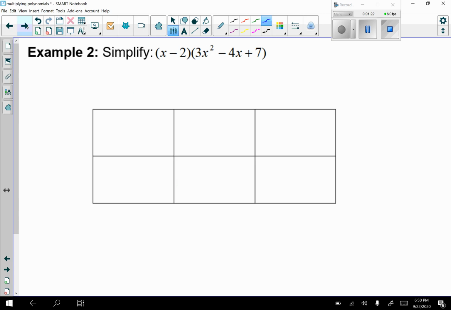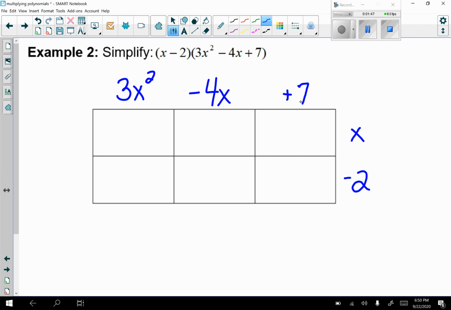Here's another one. The box is already set up, but if it wasn't, I would need a 3 by 2 or a 2 by 3 because I have a binomial and a trinomial. My binomial I'm going to put on the side, x minus 2, and my trinomial I'm going to put across the top, 3x squared minus 4x plus 7.